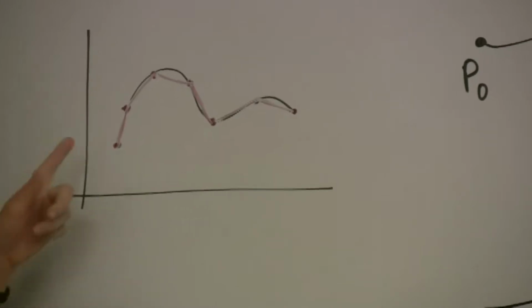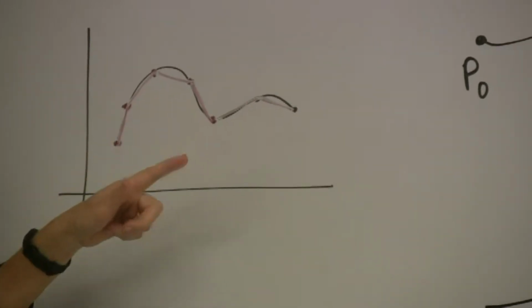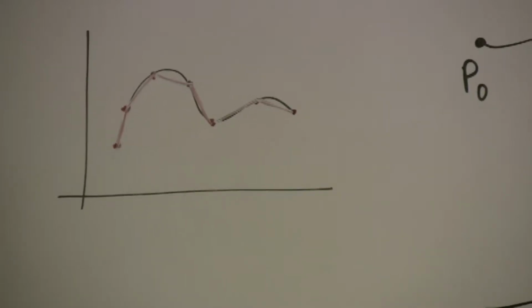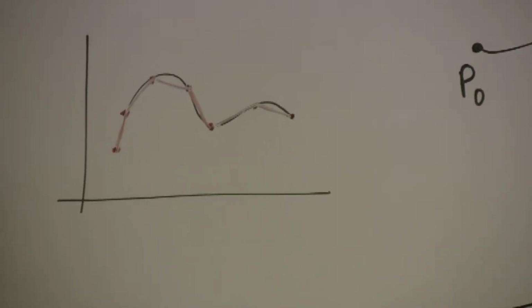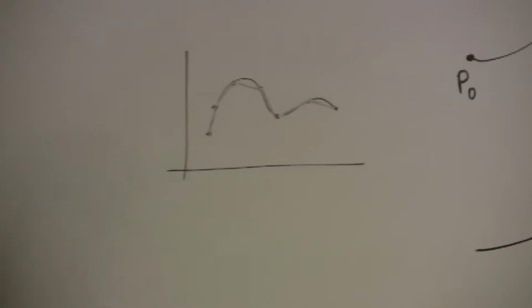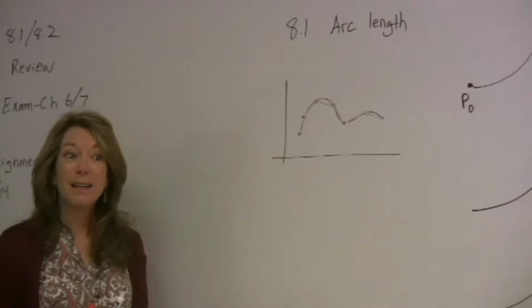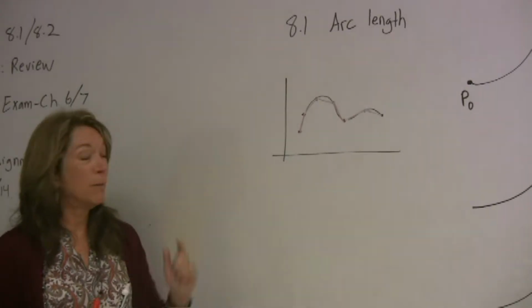But do you agree that if I put more points on there, it'd be closer to the actual length? And the more points I put on there, the closer it gets? And if maybe I took the limit of an infinite number of points, I would get the actual length of the curve? That's the idea of where we're going. More and more and more points.